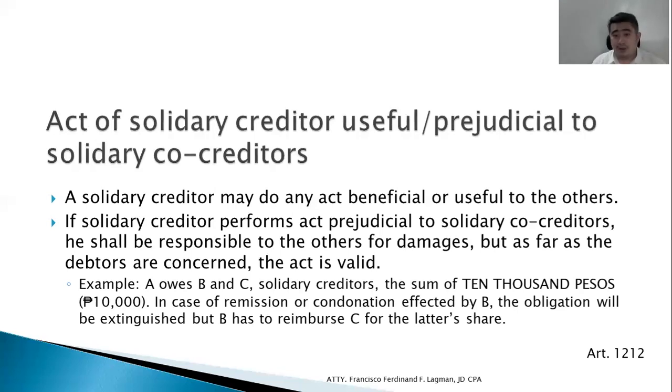Okay? Pero teka muna. Paano naman si C? Wala siyang kamalay-malay. Na-condone pala ni B ang debt, no? So in this case, class, dapat ang ibayad ni B kay C is 5,000 pesos kasi nawalan si C. Kasi hindi naman payag sa condonation or remission si C. Now what if, class? What if pwede bang ang i-condone or ang remission partial amount lang? Yes, pwede 'yon. Okay? Pwede naman 'yon. But of course, the solidary creditor who effected a partial condonation has to give the share to the other solidary creditors. Okay?